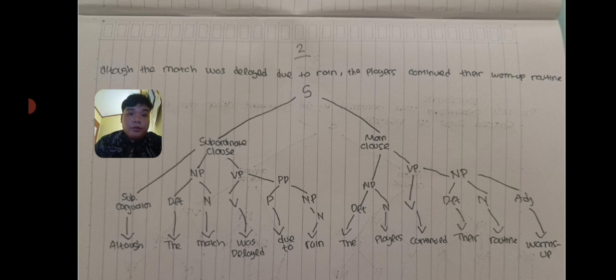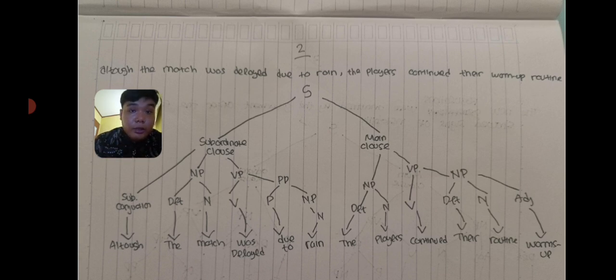In the verb phrase, we go down into verb and prepositional phrase. The verb is "was delayed." In the prepositional phrase, we go down into preposition and noun phrase. The preposition is "due to," and the noun phrase goes down into noun.